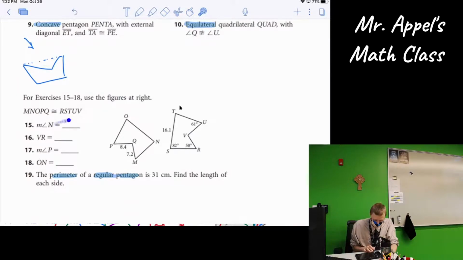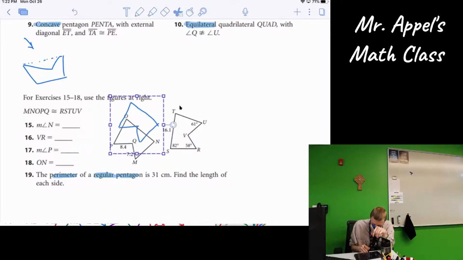All right, 15 through 18. Use the figures at the right. They tell us MNOPQ is congruent to RSTUV. These two shapes are the same size, same shape. In fact, let me trace over this one so I can pick it up and move it around.